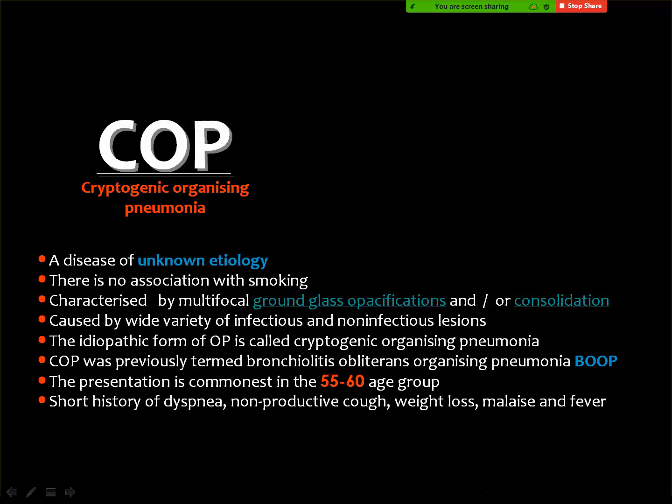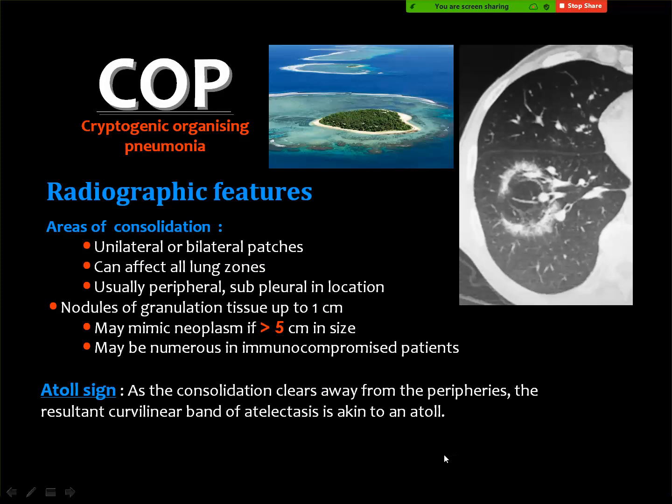This atoll sign is not common, but it is pathognomonic. The disease is of unknown etiology, and previously it was termed bronchiolitis obliterans organizing pneumonia, or BOOP. Then the age of presentation is this one, and there is dyspnea and productive cough. The radiographic feature, the atoll sign, is pathognomonic, but it is seen in only 20% of the cases. And this is in the form of the reversed halo sign.